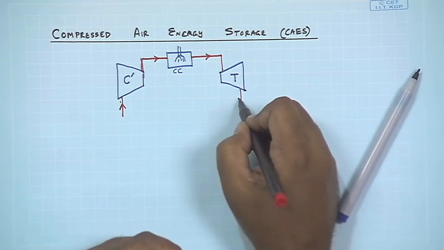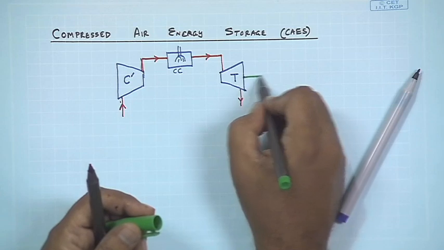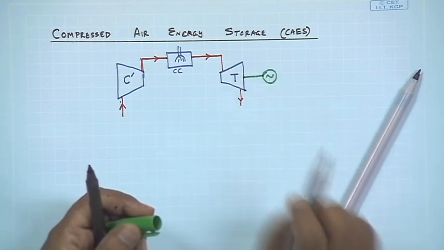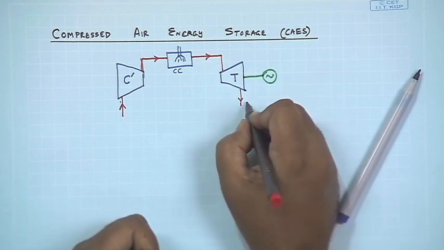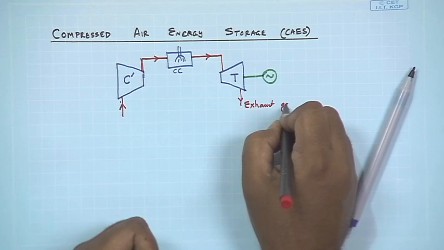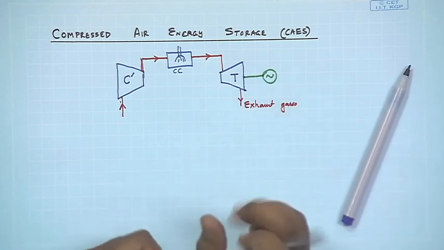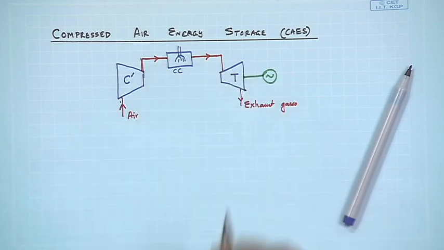Right, and this turbine rotates as a result and it generates electricity. It is connected to a generator and it generates electricity, and what comes over here are the exhaust gases, which are at a sufficiently high temperature still. So, this is air, this gets compressed and so on. Clear?